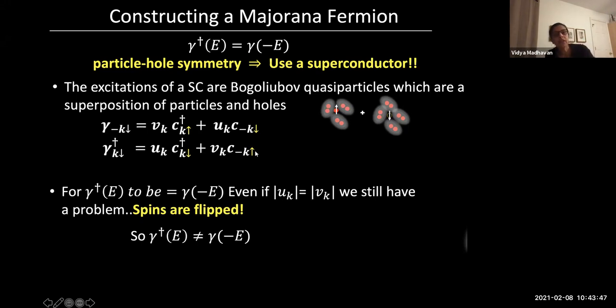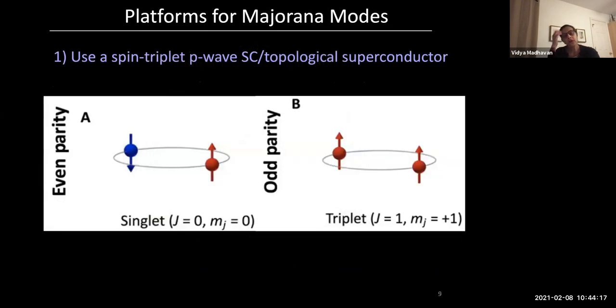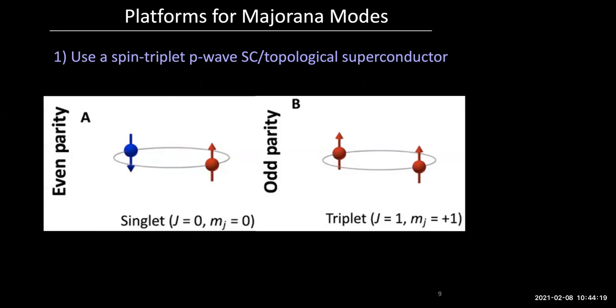So the way you can realize true Majorana fermions in a superconductor is to realize a superconductor where the spin degree of freedom is not an independent degree of freedom. So you remove the spin, and I'm going to show you different ways to get rid of the spin degree of freedom. And once you're able to get rid of the spin degree of freedom, you can naturally create Majorana excitations in a variety of superconductors. So let me give you examples of three different platforms.